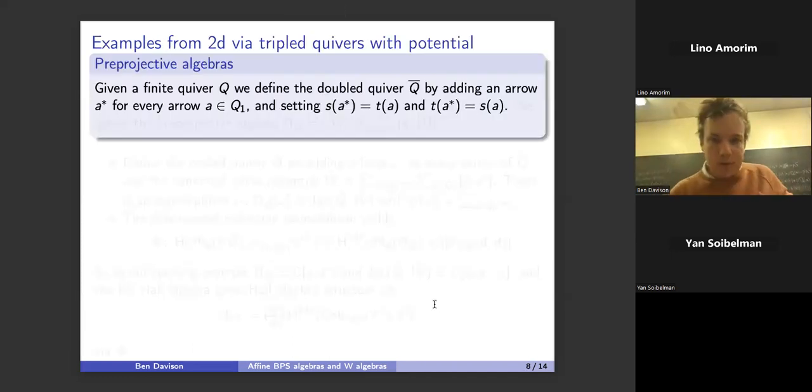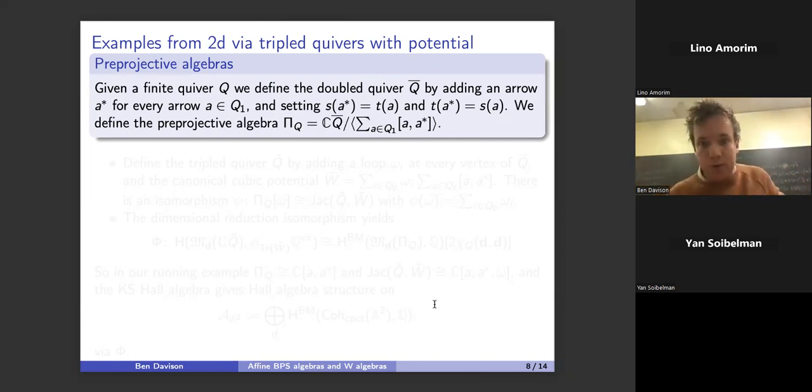So as promised, I'm going to give you a way to sort of get rid of vanishing cycles. So let me start off with some definitions. So if I have a finite quiver Q, we define the doubled quiver in the usual way by adding, for every arrow a, an arrow a star with the opposite orientation. And the preprojective algebra is the free path algebra of this doubled quiver modulo the two-sided ideal generated by the sum of the commutators. So that's a kind of 2D thing it will turn out, as we'll see in the running example.